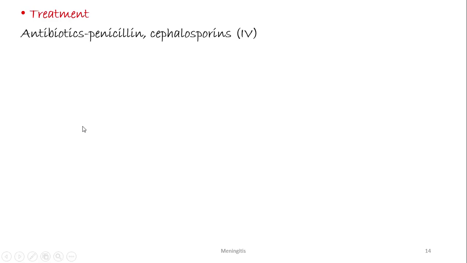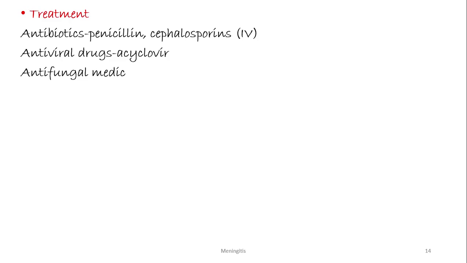What is the treatment for meningitis? If it occurs due to bacteria, then you have to go for antibiotics, mostly penicillin and cephalosporins. These are given by IV route. If it is caused by viral infection, then you have to go for antiviral drug, mostly acyclovir is used. Then you have to use antifungal medications in case of fungal infection.